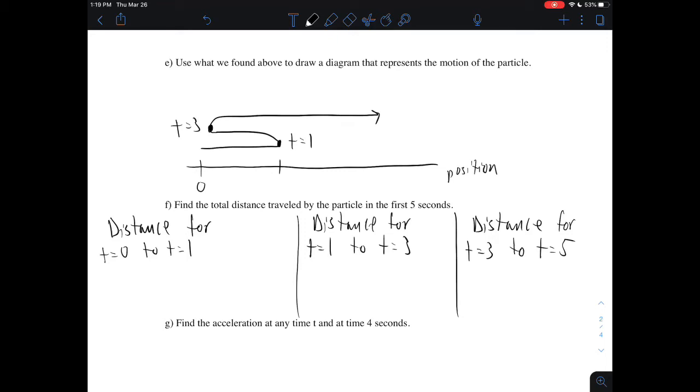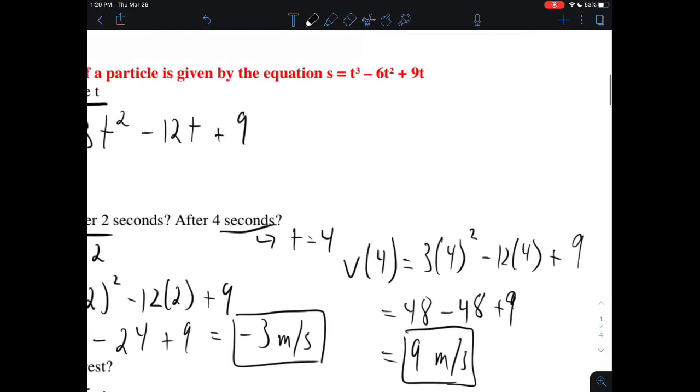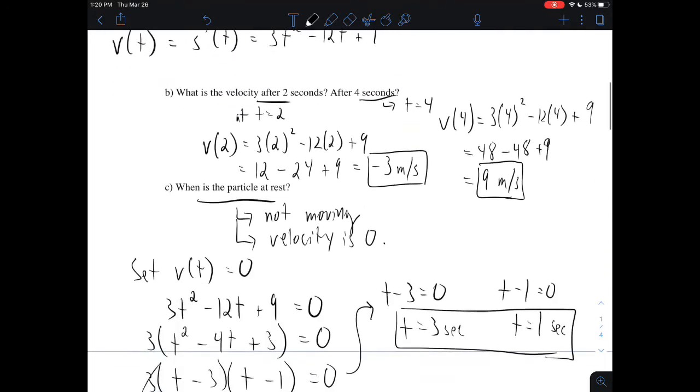So for this, all we need to do is just take the positions at all of these times and subtract them. So the distance for t equals 0 to t equals 1 will just be the position at time 1 minus the initial position at time 0. So we're going to use our cubic function, t cubed minus 6t squared plus 9, to figure all these out.